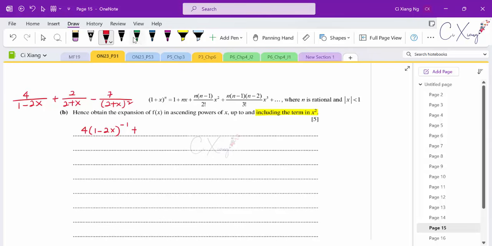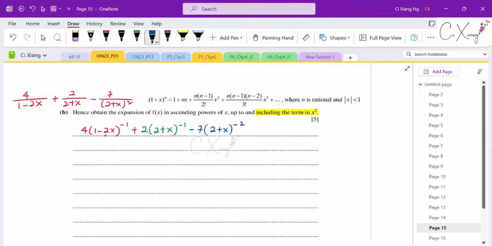Then for the second fraction, I'm having a 2. If I bring the bracket up, I'm having (2 + x)^(-1) also. Then for the third fraction, I'm having a negative 7, so I just put it as negative 7. The bracket that I want to bring up will become (2 + x)^(-2). So first of all, I bring up all the brackets to become negative powers.